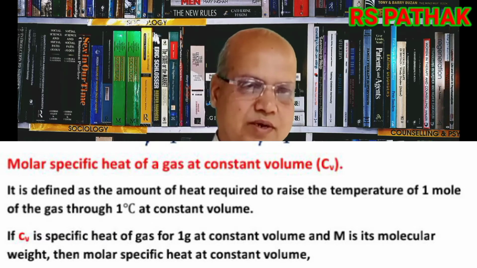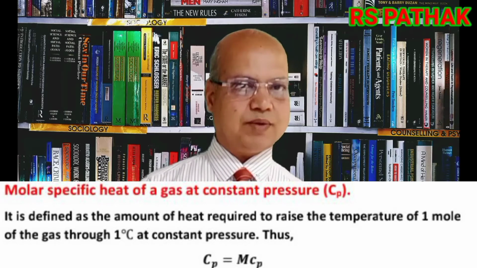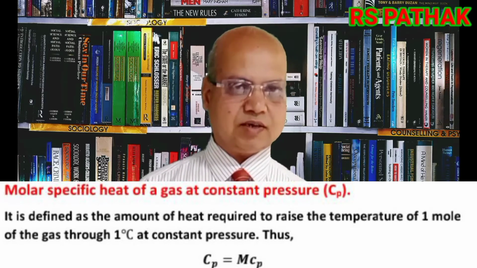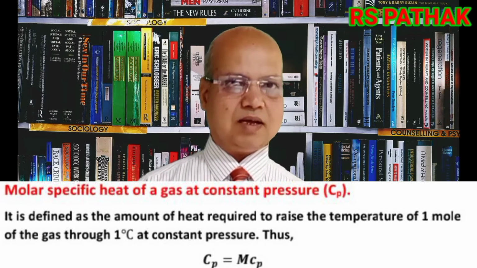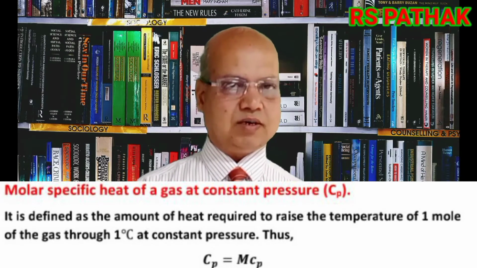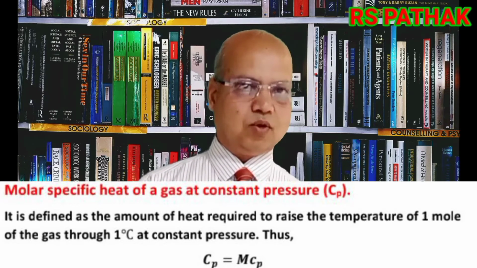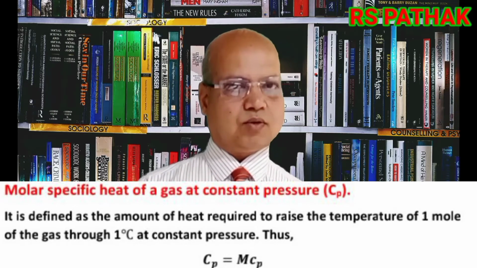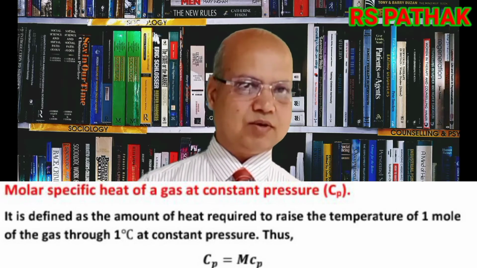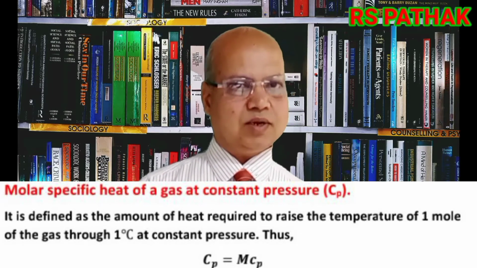Now molar specific heat of a gas at constant pressure, capital Cp. It is defined as the amount of heat required to raise the temperature of 1 mole. Mind it, 1 mole and 1 gram are both different. If 1 mole is written, that will be capital Cp, and if 1 gram is written, that will be small cp.